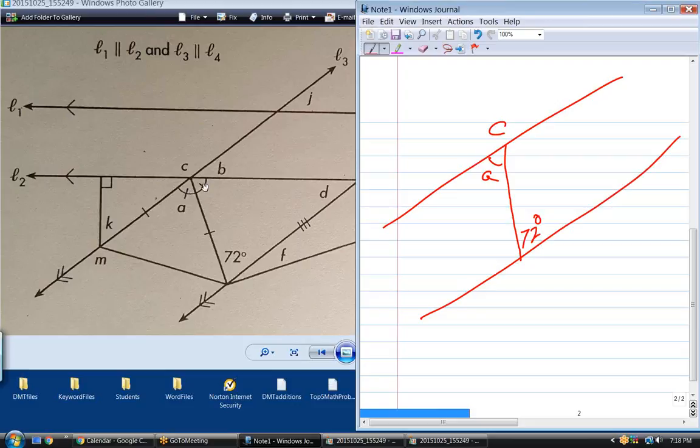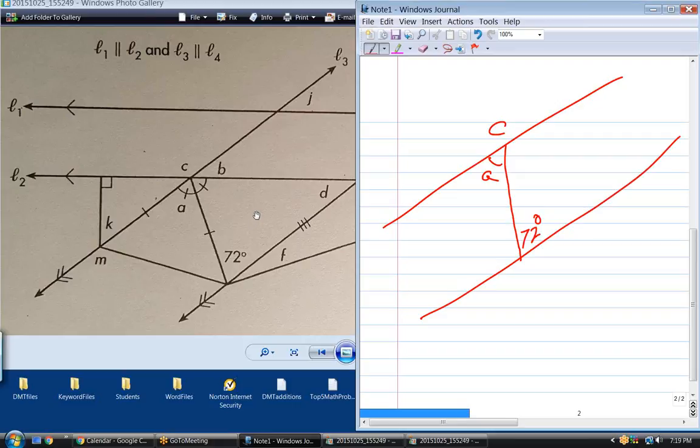What's this angle? 72. What's B? 144 and 180. 144 is 72 and 72. So 36? Yes, 36. In other words, this one was 72, which means this one is 72, which means together they add to 144. And the three of these have to be supplementary, so this one has to be 36. B is 36. Okay. What's C?